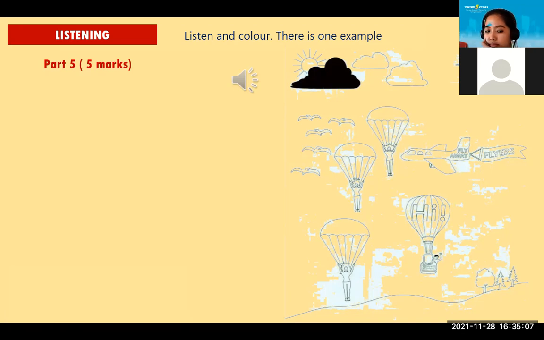Can you see the black cloud? This is an example. Now you listen and colour and draw. 1. Now you're going to draw another cloud. Where shall I draw it? Between the plane and the helicopter. One cloud? Yes.